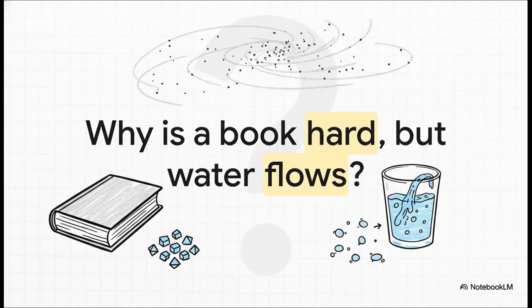So let's start with a simple question. Why is it that a book is hard and keeps its shape, but water just flows and takes the shape of whatever glass you pour it into? And what about the air we breathe? It's all around us, but we can't see it. What is the secret behind these very different behaviors?